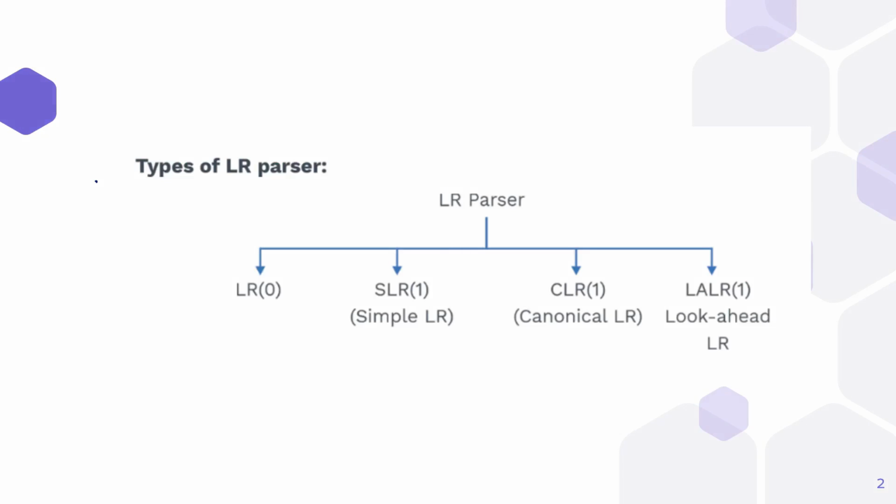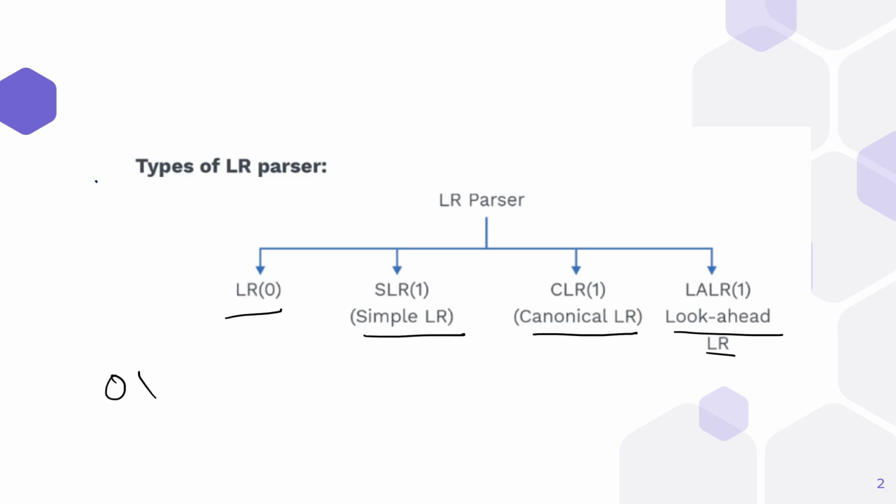Types of LR parser. LR parser is of 4 types that is in our syllabus. LR0, simple LR, canonical LR, look ahead LR. All of them use the same algorithm. The only difference between them is in the construction of their LR table. So there is only minor difference between the construction of the table. The rest of the algorithms are the same.